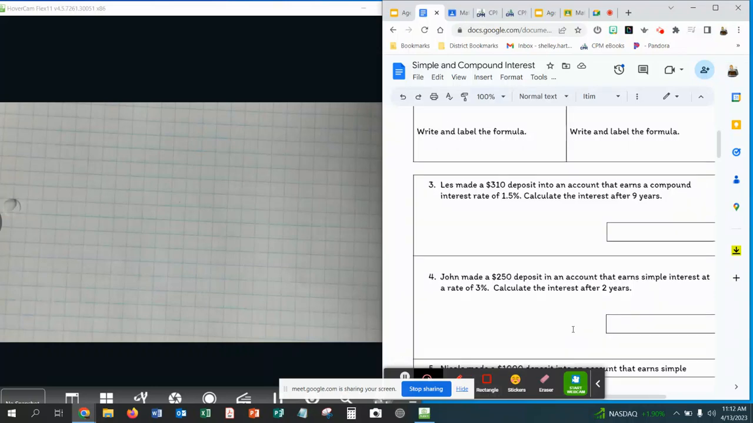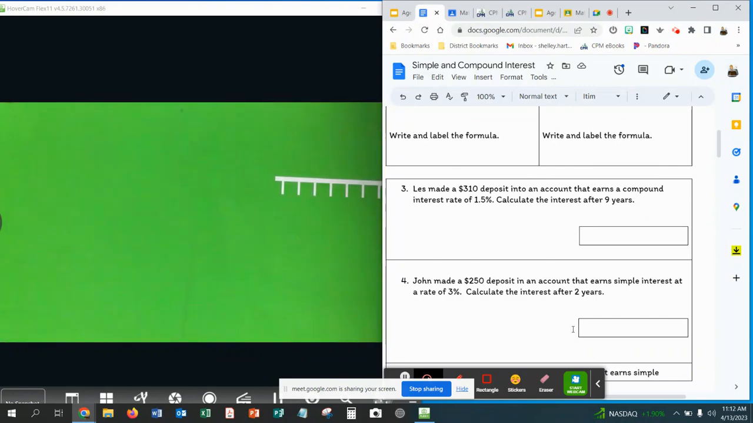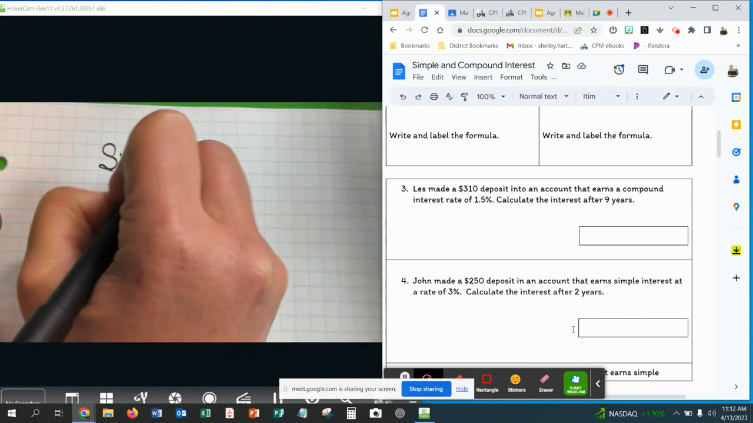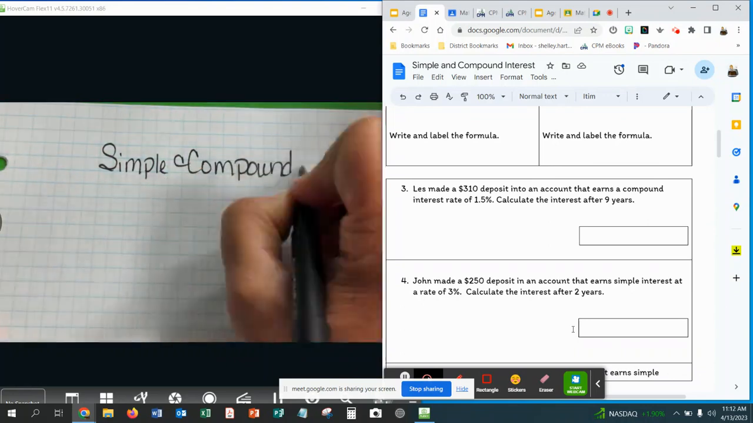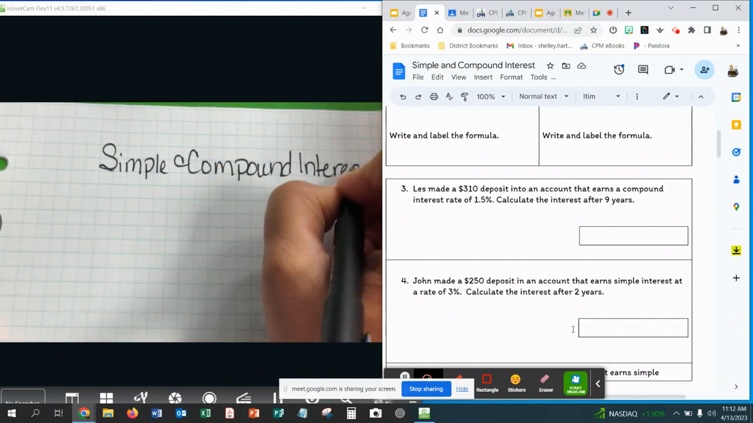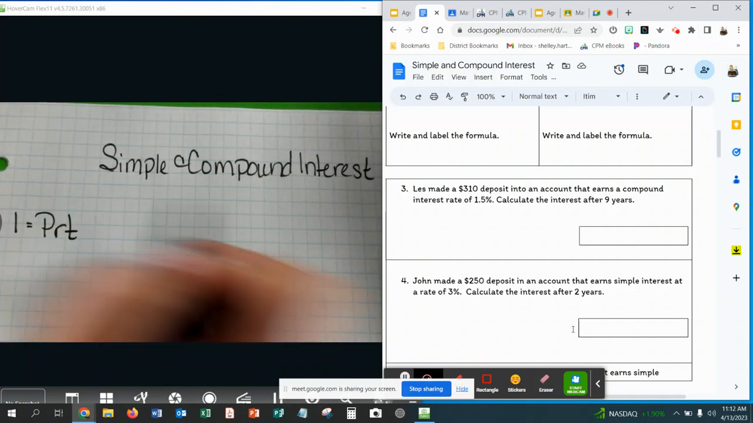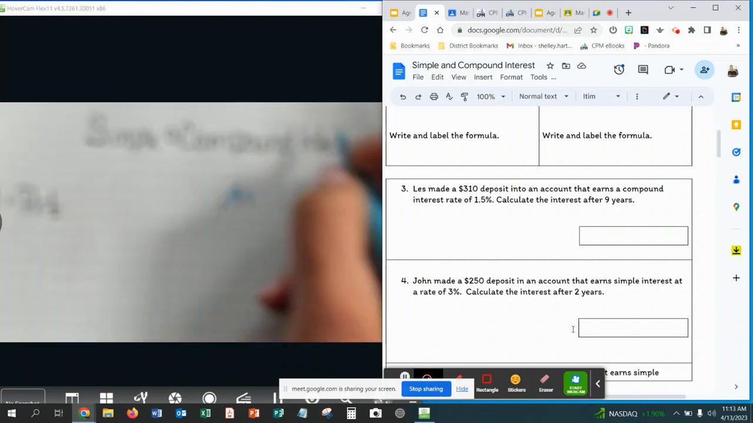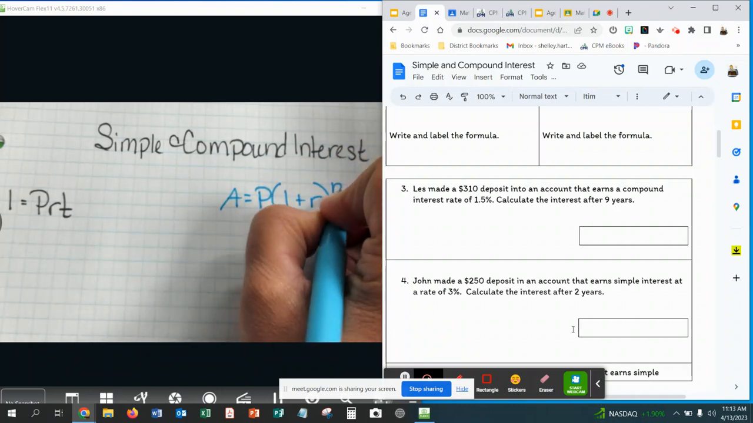All right, we are going to start with number 3. Let's just talk about really quick the simple and compound interest formulas, shall we? So simple is interest equals principal times rate times time. Compound interest is A equals principal times (1 plus the rate) to the n or the t.